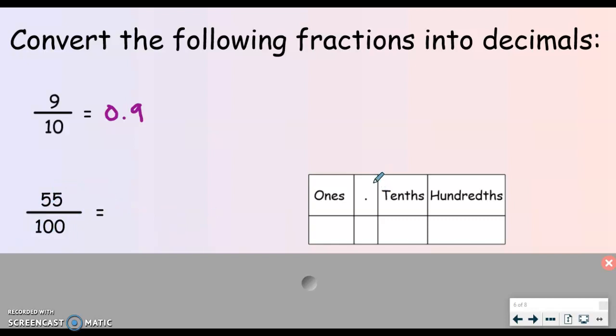Okay, so to help us out, like I said, I have the chart here. Again, no whole number, so 0. Bring down your decimal point, and now here we have 55 hundredths.